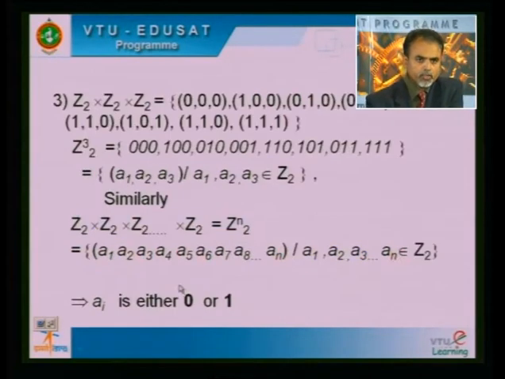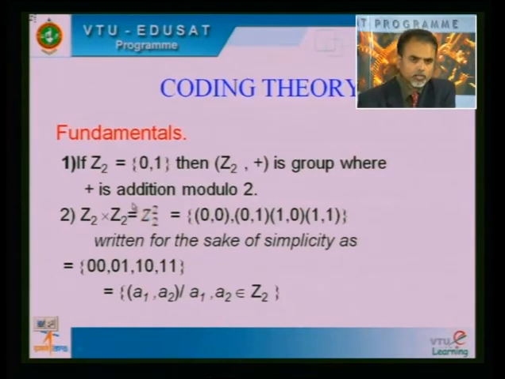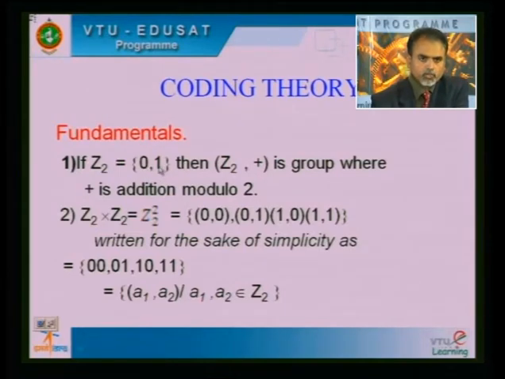So, what we did here is, we basically took the structure Z2, {0, 1}. If we add, 0 plus 0 is 0, 0 plus 1 is 1, 1 plus 0 is 1, 1 plus 1 is 0 in modulo 2. So, this becomes closed under addition. Similarly, you have got inverse, you have got identity, and associativity is true in this structure, hence it becomes a group. Similarly, Z2 to the power 2 also becomes a group.